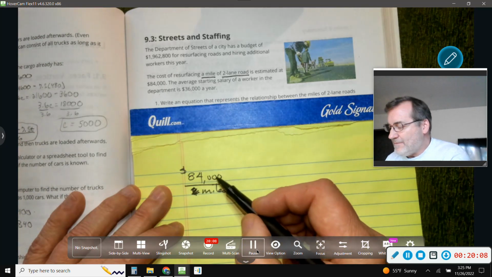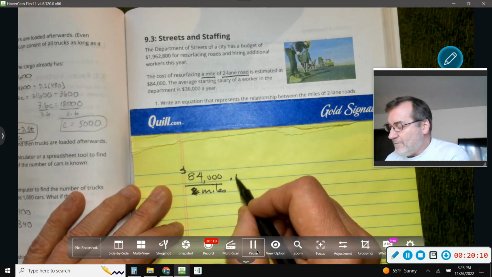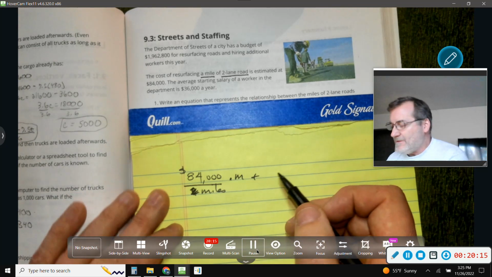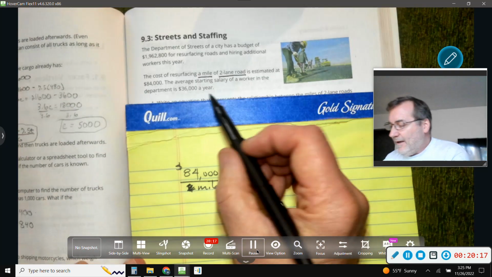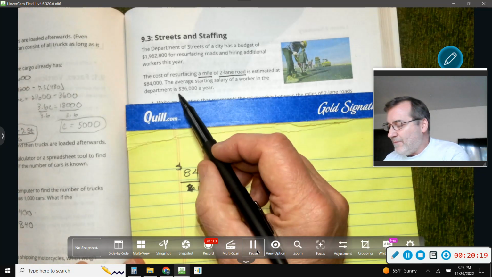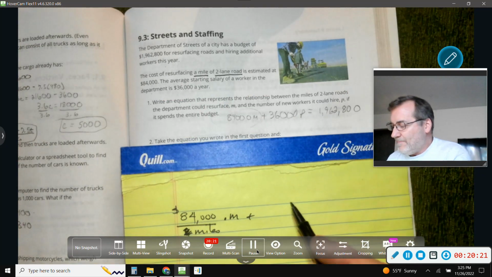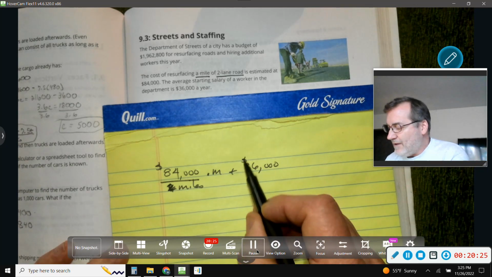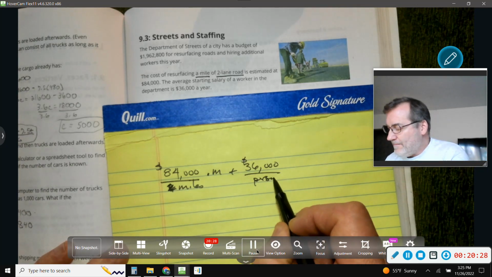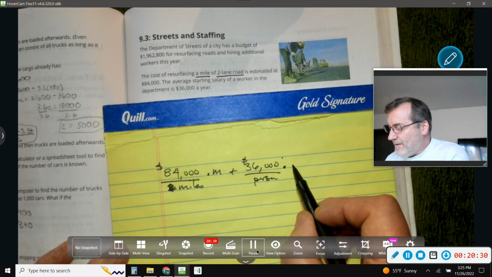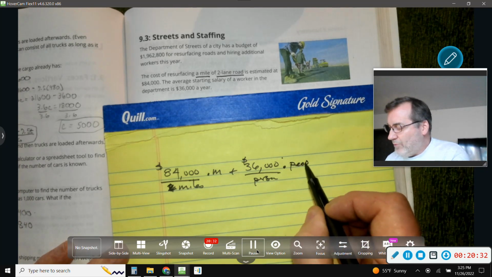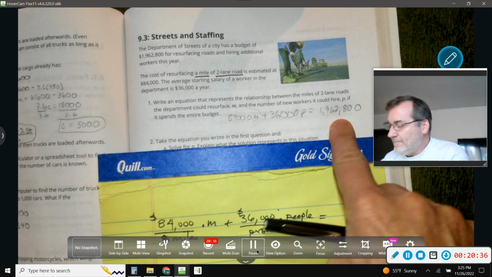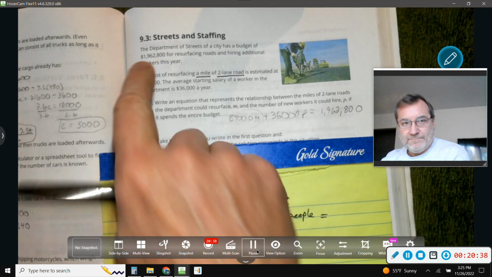All right, so that's dollars per mile. So we have to multiply that by M, or the number of miles that we're going to work with. All right, that's just for the roads. And the average starting salary for a worker in the department is $36,000 a year. All right, so with that we also have to put in $36,000 per person, and then we have to multiply that by the number of people that we employ on this. That's going to give us a total of what we were initially given up here.